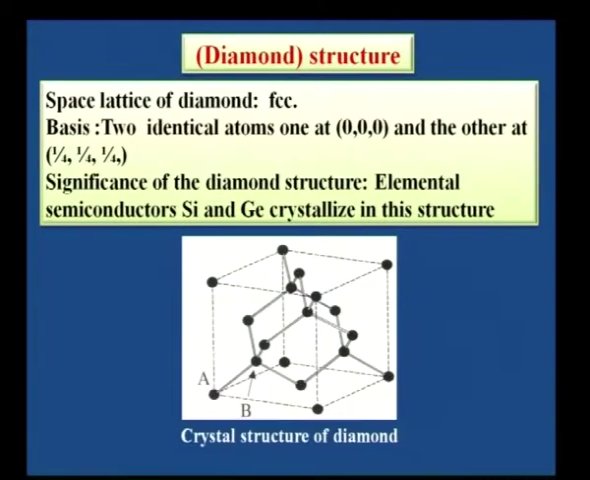The basis means the 2 carbon atoms form the basis. They are identical atoms, not like Na and Cl or Cs and Cl. Both of them are carbon atoms. The diamond lattice is nothing but an FCC lattice. You imagine one FCC lattice, then push another FCC lattice along the body diagonal.